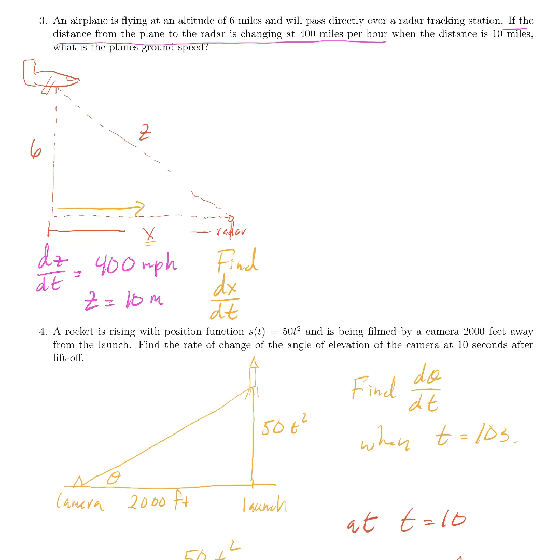Okay, so we need to relate x and z somehow so that we can use what dz/dt is to help us find dx/dt. And the way we can do that is we can relate them in this right triangle here. This is a right triangle. The sum of the squares of the legs is the same as the square of the hypotenuse. It's the Pythagorean theorem. It tells us that x squared plus 6 squared is equal to z squared in this picture, or that x squared plus 36 is equal to z squared. Now we're going to take derivatives here.